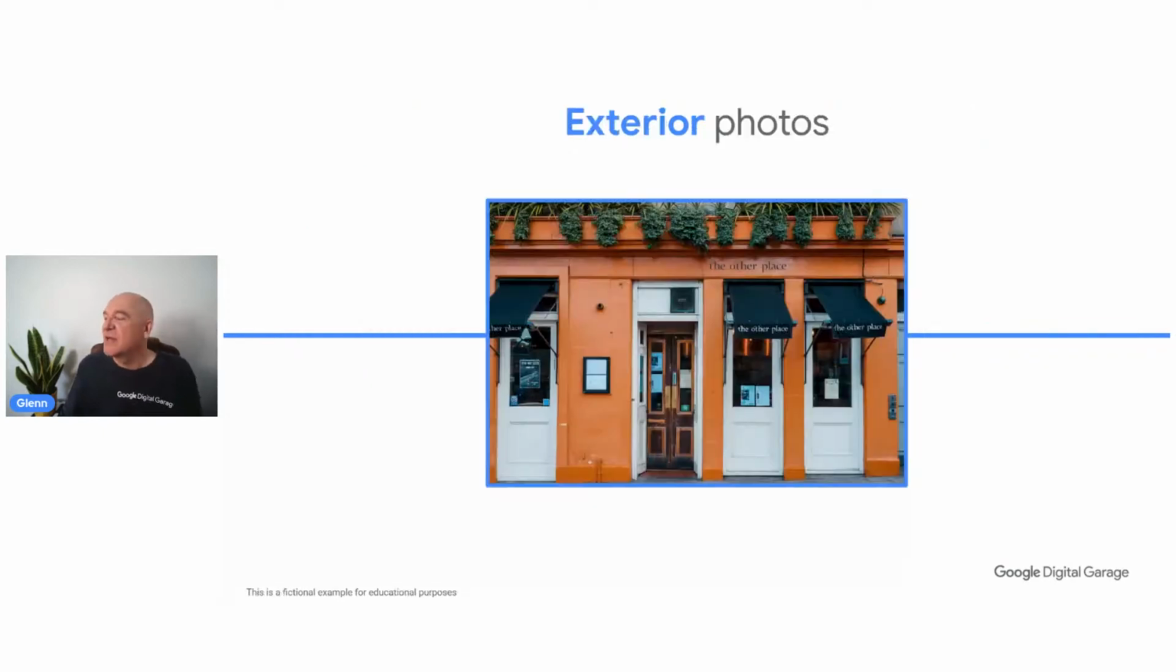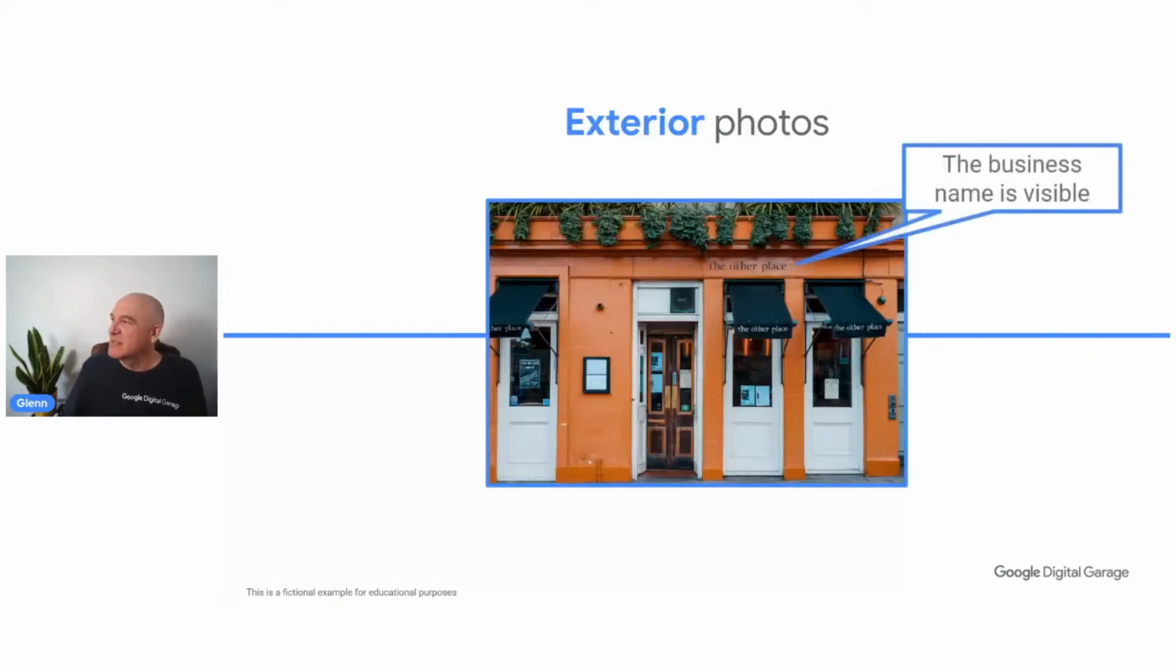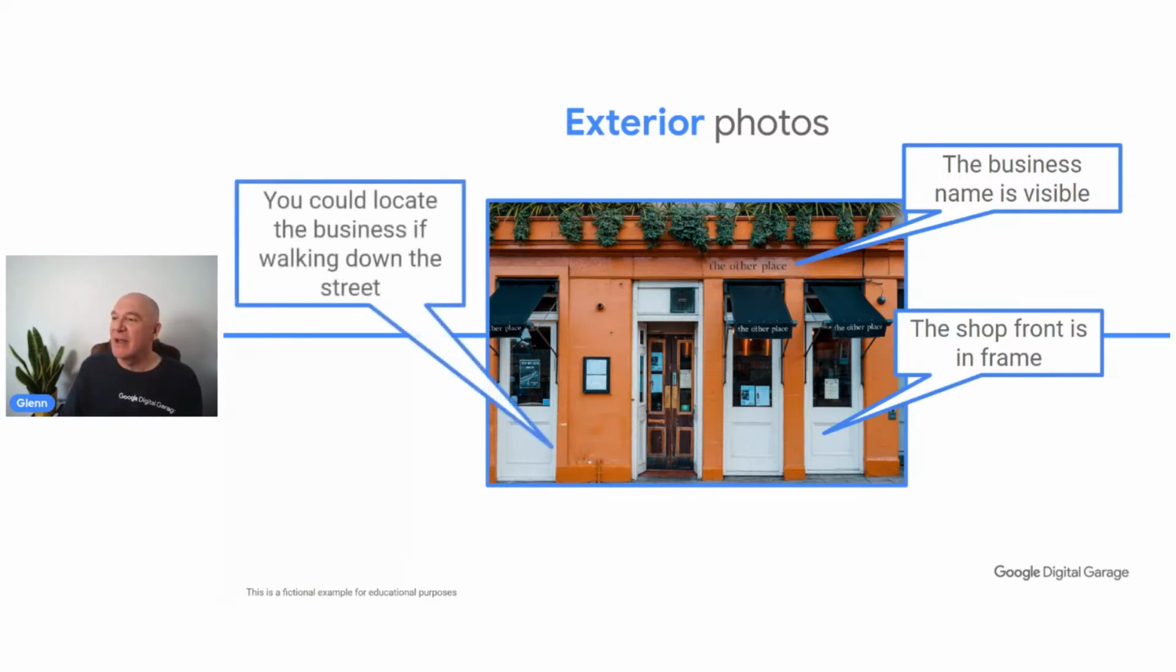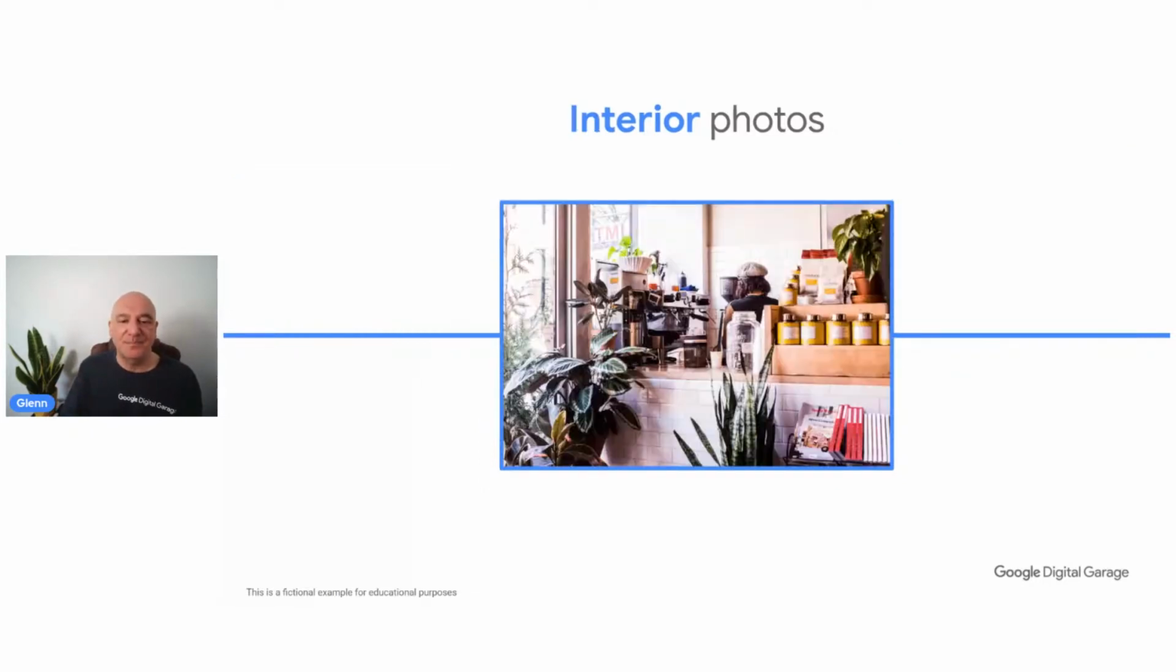So with exterior photos, let's just emphasize this. We've got the business name, that's going to be useful. The shop front is in frame, so if we're walking down the road, we're going to recognize that business. And you can locate the business there, as I say. If you're walking down the road or you're driven past it in a car or you need to park, then you can start to know exactly what it is you're looking for because you've looked it up before you've made your journey down. Makes that experience quicker.